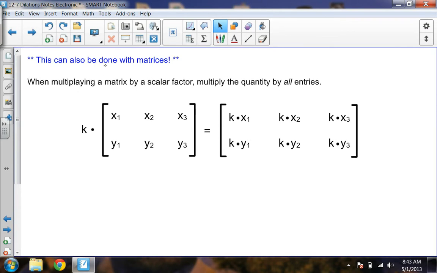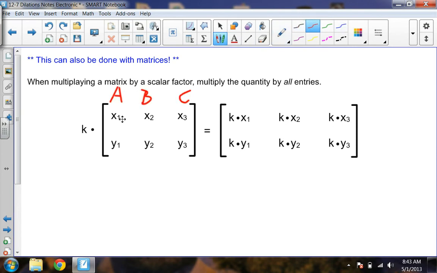Okay, everything can also be done with matrices. What if you have multiple points like a triangle here? Let's go ahead and actually label these. Let's call this A, B, and C. We have triangle A, B, and C at the points x1, y1, x2, y2, x3, y3. I know you guys don't like looking at letters, but here's how we have to do it here.